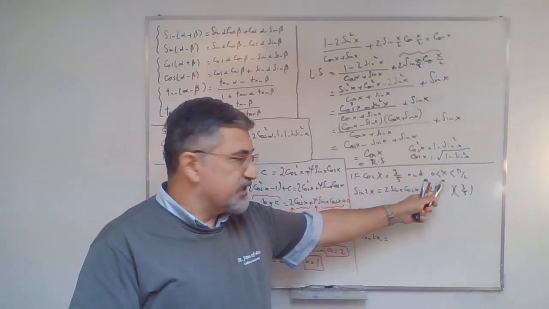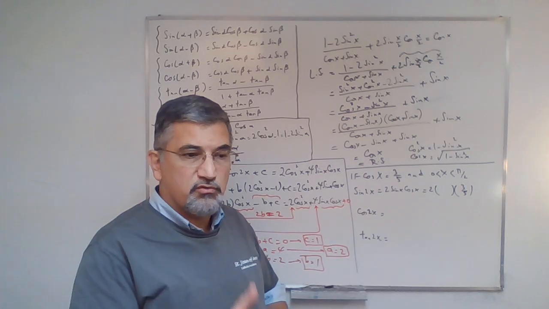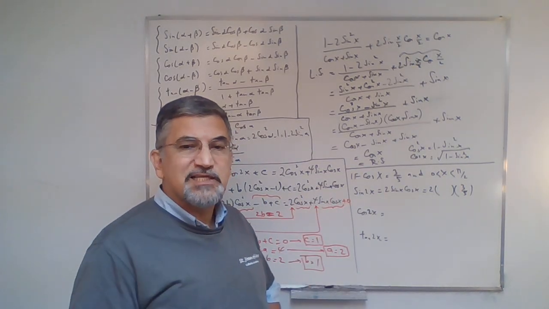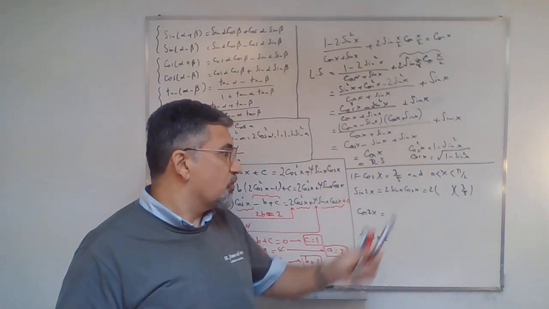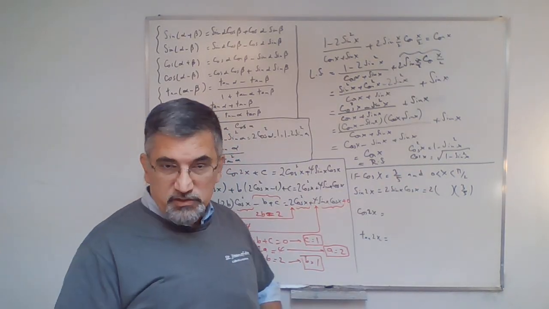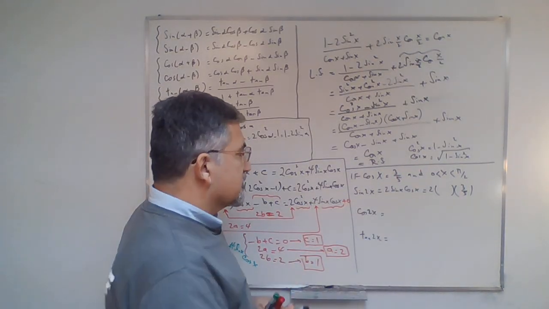Why? Because angle x is an acute angle, and when an angle in standard position is in the first quadrant, sine, cos, tan, all of them are positive. Okay, so the negative is out of the question, and that's why I didn't write that.